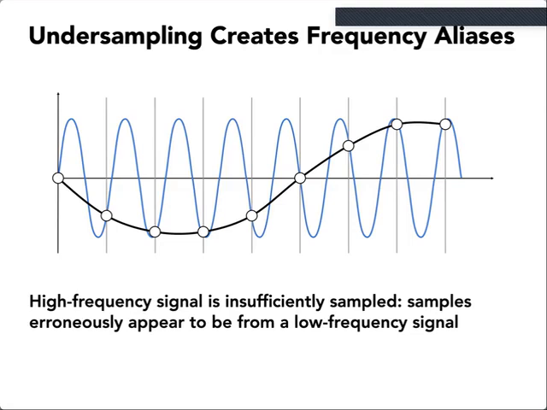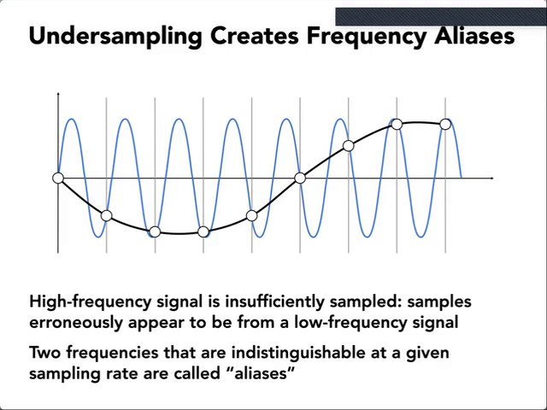What's going on here is that the two frequencies, the sinusoid in blue, which is high frequency, and the sinusoid in black, which is low frequency, are indistinguishable at the given sampling rate that I've drawn here. When that happens, those two indistinguishable frequencies, we call them aliases of one another. Okay, that's where this term aliasing comes from. Okay, so I want to explain the name a little bit. We call them aliases of one another.